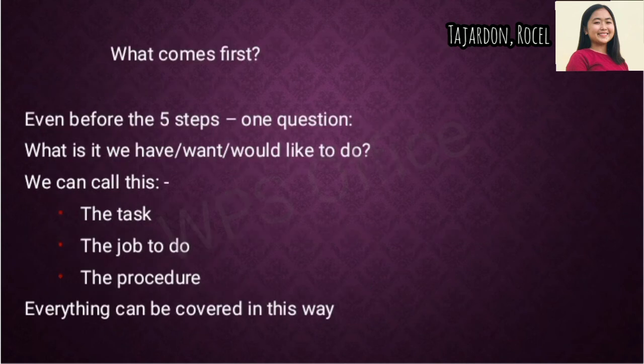What comes first? Even before the 5-step question, what is it we would like to do? We can call this the task, the job to do, and the last is the procedure. Everything can be covered in this way.